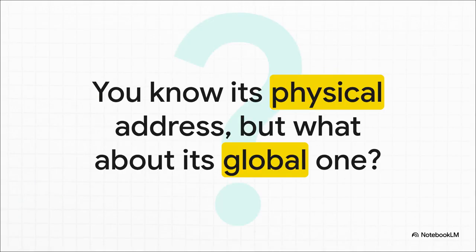So, now you know your device's physical address, its local identity. But remember our local postman? He can't deliver mail across the country. So how does your data travel across the entire global internet? Well, that's a whole other story, and it involves another kind of address entirely.